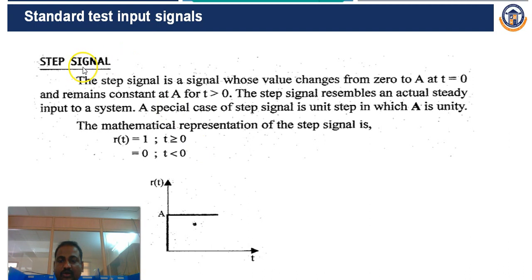The first one is the step signal. A step signal is a signal whose value changes from 0 to a. That is, when we look at a graph at time t equal to 0, we have an amplitude of a, and it remains constant at a as t elapses. So the mathematical representation of the step signal is r of t equal to a when t is greater than or equal to 0.